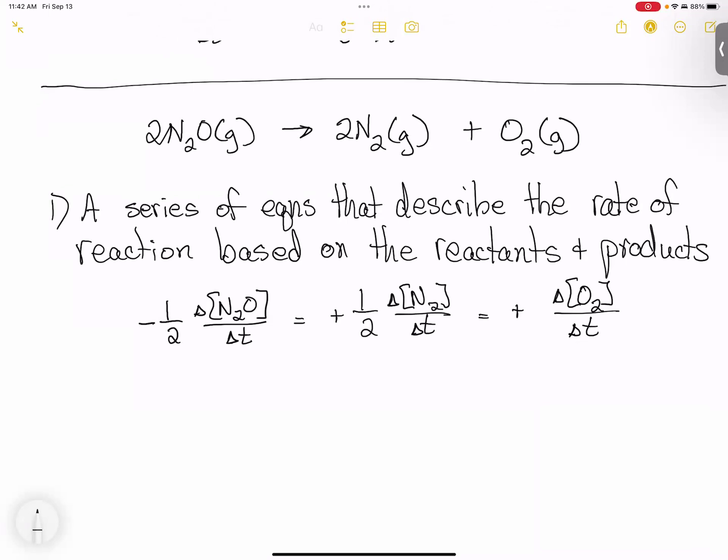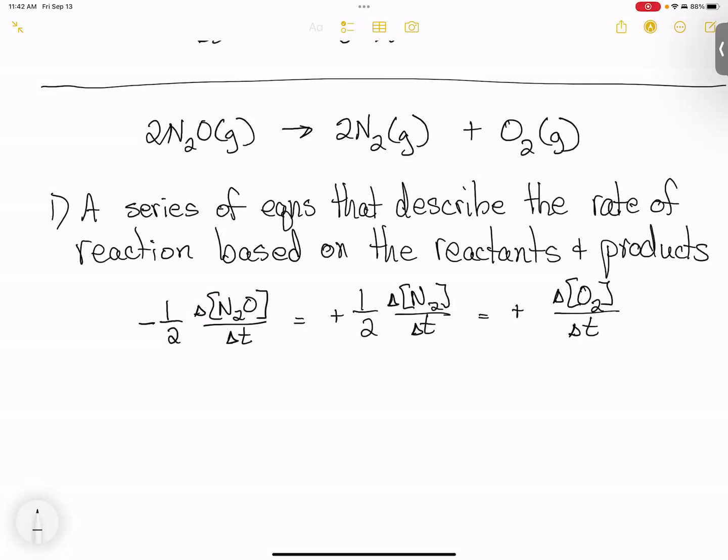So the lowercase a, b, c, and d are the coefficients of the molecules. Correct. In the generic reaction, the lowercase a, b, and c are just the coefficients for the reactants A, B, and the product C.